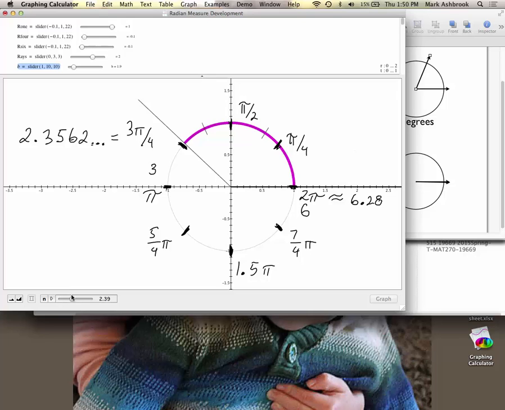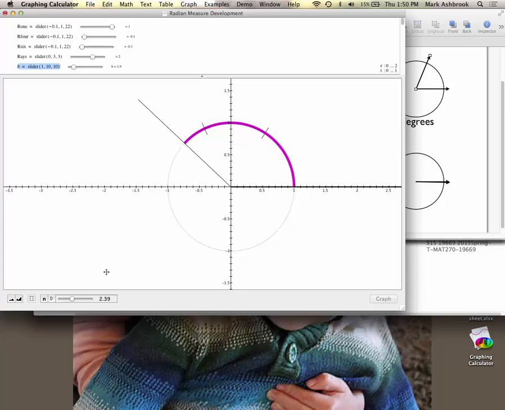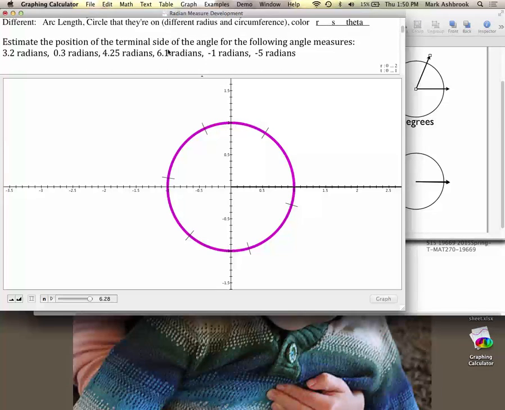As a number, it's a number. 3 pi over 4 is a number. 2.3562, and so on. Okay? So real quick, just some practice. I'm going to leave the whole number of radians up there. Those are the whole numbers.